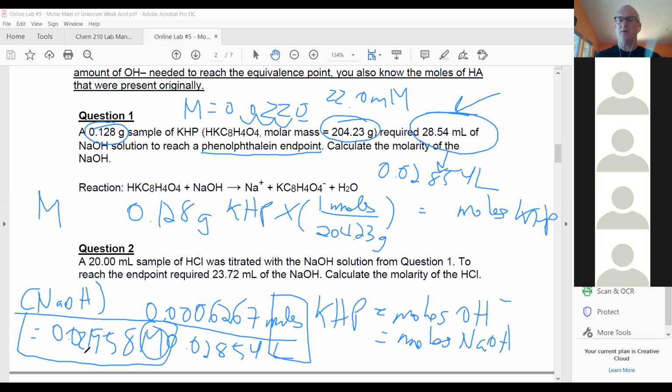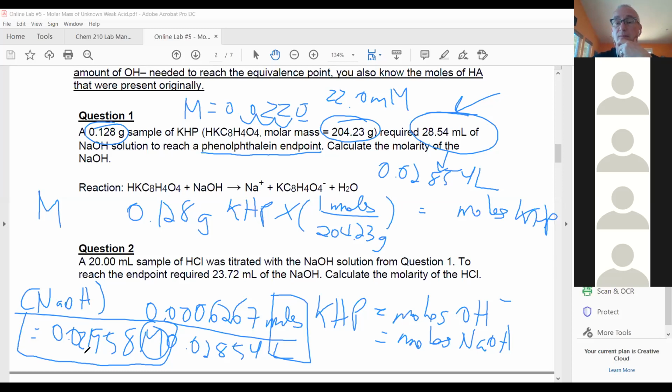Okay. So any questions about how to do the conversions when you're at the equivalence point, when the pH changes radically, when you have the same amount of moles of acid and base? That's the equivalence point. That's when the moles are equal. And that's how we can calculate moles of acid and moles of base. One of them's known, one of them's unknown, but at the equivalence point, they're equal. That's how we use titration to figure out concentrations. Any questions about how to do that?